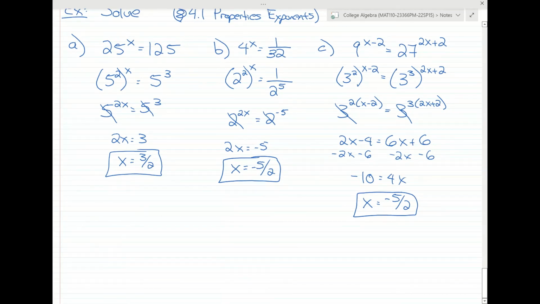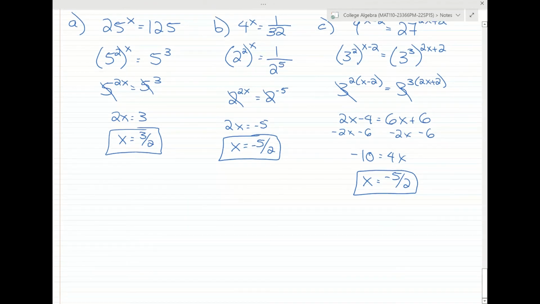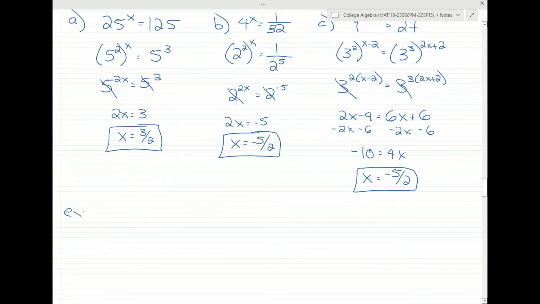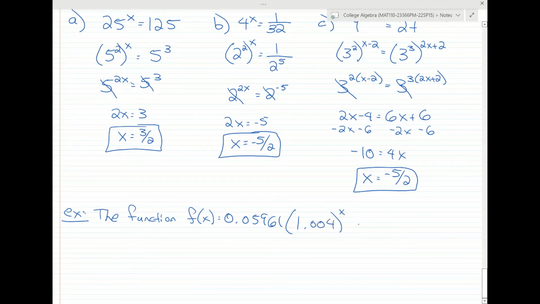About 5 minutes. There's one other problem I wanted to show you before we get out of here. You will have a problem like this on the exam. Really, really simple. The problem says the function f of x equals 0.05961 times 1.004 to the x power approximates CO2 in parts per million. Typically, we use ppm to represent parts per million. It doesn't really matter unless you're an engineer or environmental engineer.